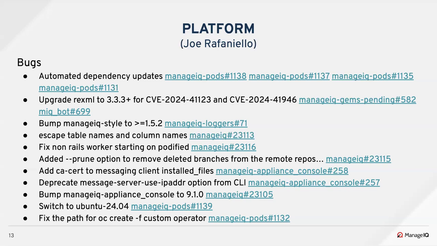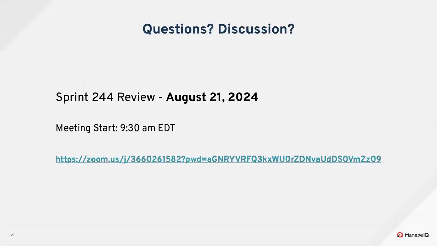Next, Brandon switched the Podified CI to use Ubuntu 24.04 to ensure we get a newer Podman with support for bind mounting volumes. Finally, Adam fixed Podified documentation to specify the correct oc create for the operator file path. That's it for the platform. Next slide. All right, and that's it for our Sprint 243 review.